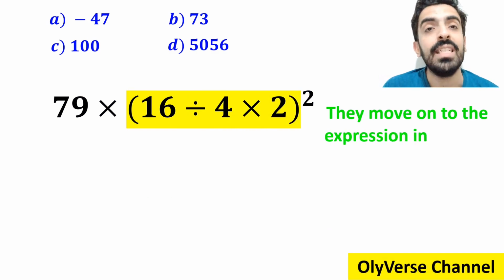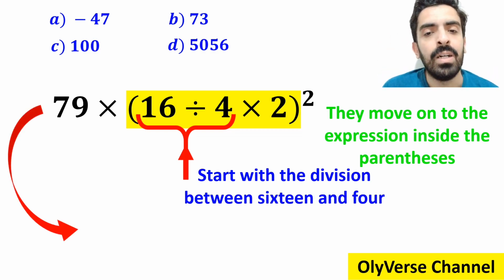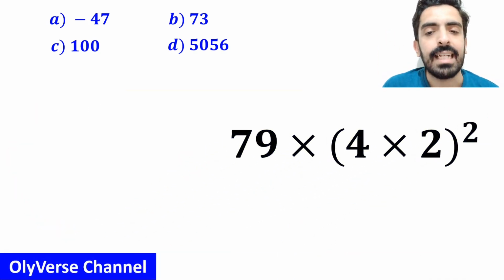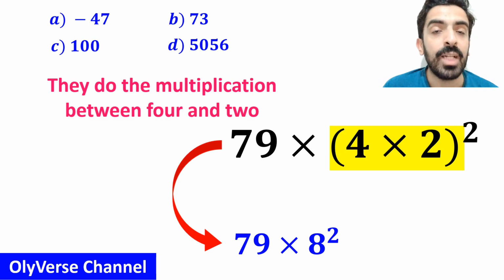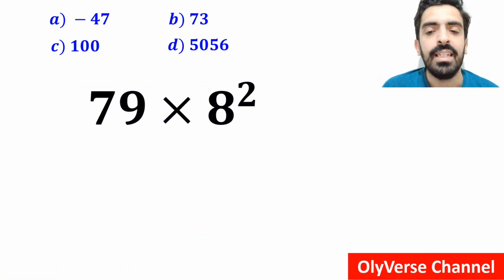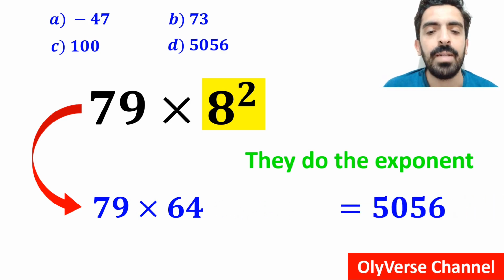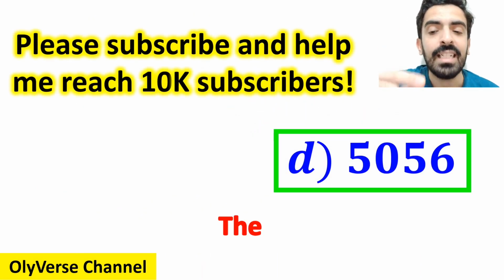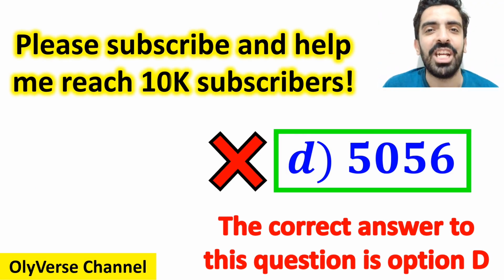Then they move on to the expression inside the parentheses and solve the division between 16 and 4. So they simplify this expression to 79 multiplied by (4 times 2) all squared. Next, they do the multiplication between 4 and 2 and write this expression as 79 multiplied by 8 squared. Finally, they do the exponent and simplify this expression to 79 multiplied by 64, which gives them the answer 5056. Then they quickly say that the correct answer to this question is option D. However, it's not the correct answer to this question.